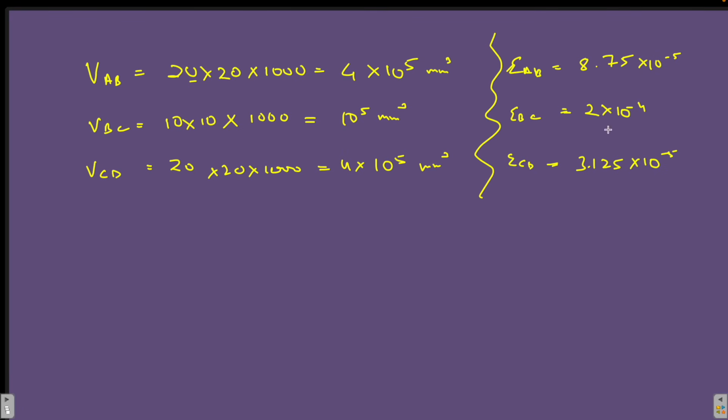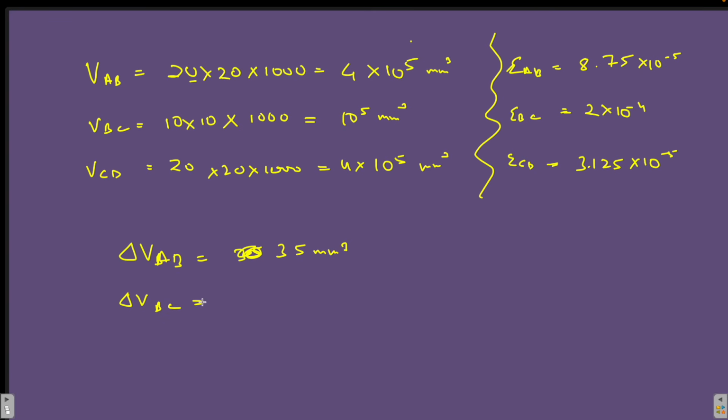Now, if you multiply these two values, the volume of the bar into the volumetric strain, you are going to get the change in the volume. So let's find that out. Change in the volume of AB is how much? This is the final answer we are getting. It is 4 into 10 to the power 5 into 8.75 into 10 to the minus 5. So the minus 5 and 5 will be gone, and the final answer will be 8.75 into 4, that is 35 millimeter cube.